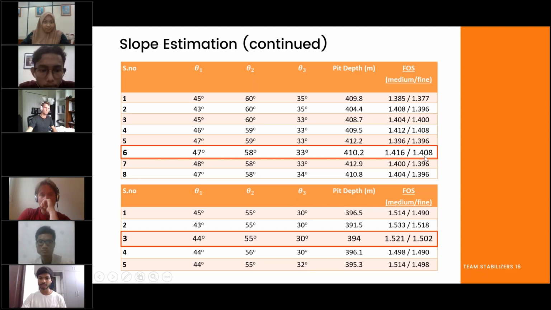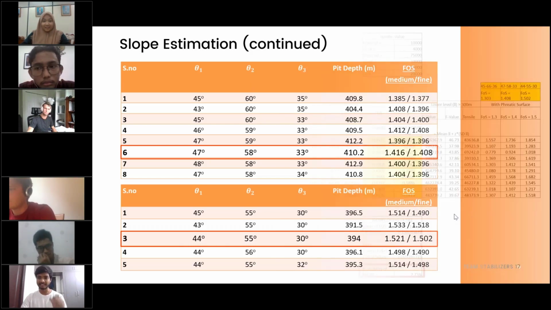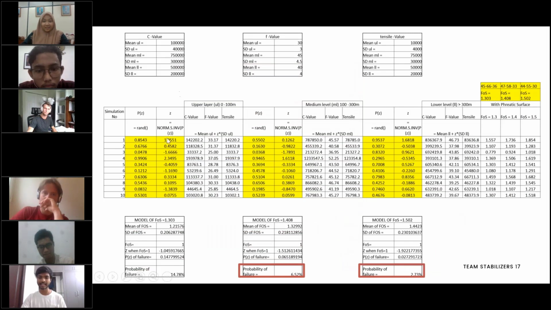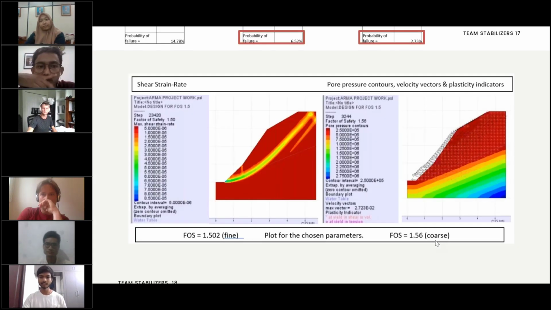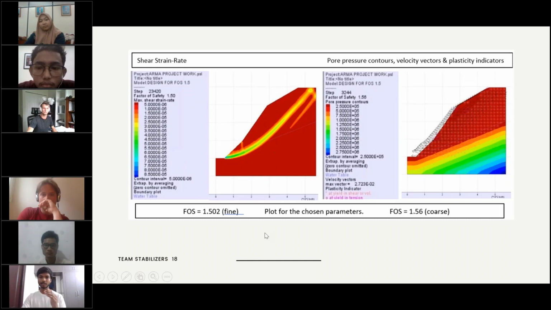We made a model for FOS 1.4 and a model for FOS 1.5 with these angles and this depth from the financial equation, giving us this sample of the final Monte Carlo simulation with FOS of 1.4 and 1.5, giving us a probability of failure of 6.52% for the 1.4 model and 2.73% for the 1.5 model. As the 1.5 model was below the 5% probability of failure, there is a plot for this.